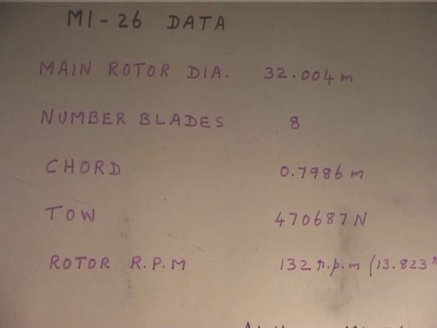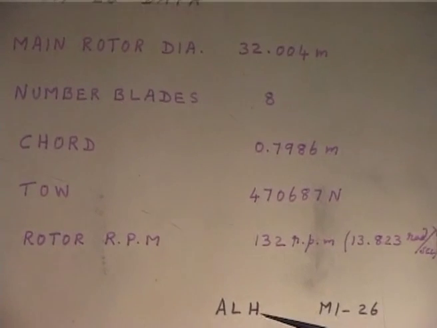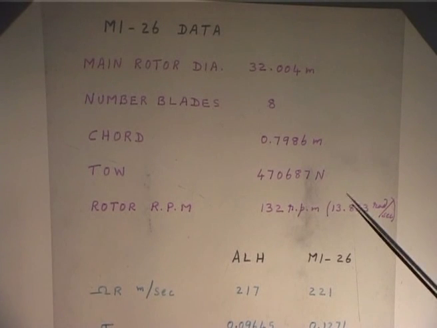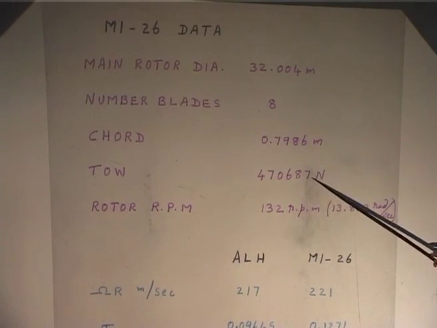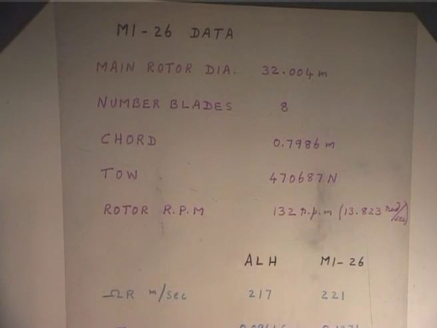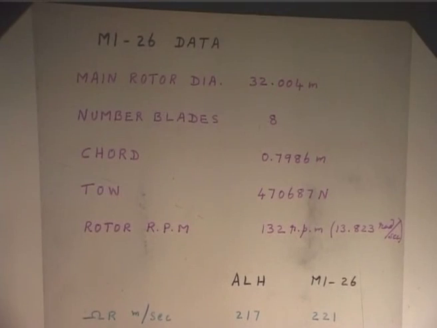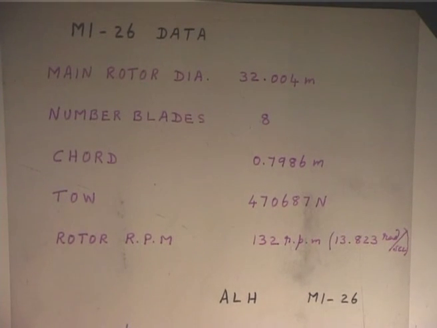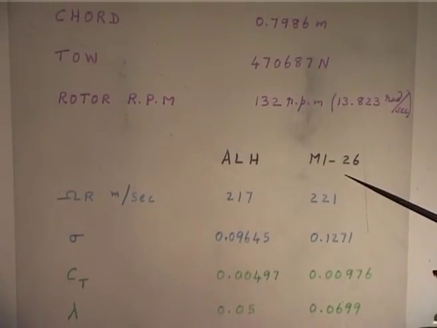non-uniform inflow. But I have some numbers here for comparison before we go to the non-uniform inflow. One is an ALH, which is about 4000 kg. This is the Mi-26, with takeoff weight, number of blades 8, main rotor diameter 32 meters. Please understand, it is about 100 feet, maybe from here to there, maybe more than that. One blade is about 50 feet, and then rotor RPM 132.